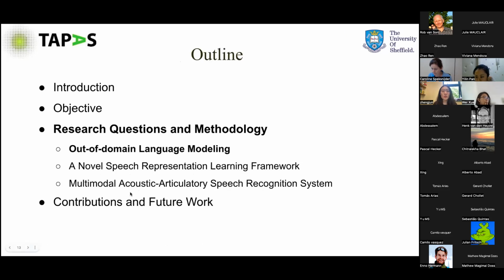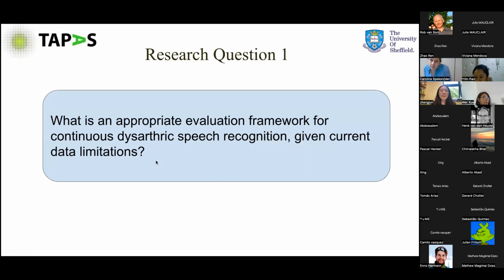Okay, let's move on to my work, and I will introduce three parts of my work. The first one is out-of-domain language modeling. To progress this task from isolated words to continuous speech, it's important to identify and consider the differences between these two tasks. Most previous studies have focused on isolated words using closed-set vocabularies, where the training and test vocabularies were the same. However, this is not applicable to how a continuous speech ASR system should be evaluated.